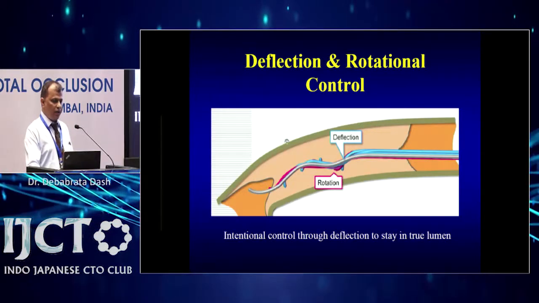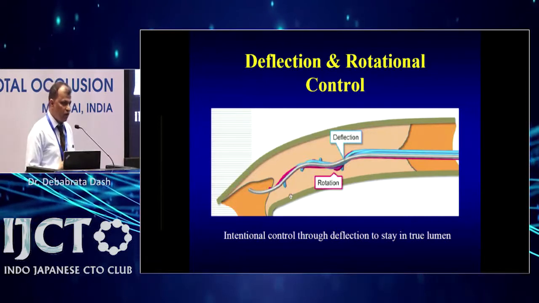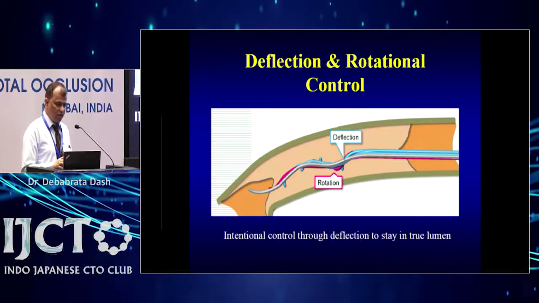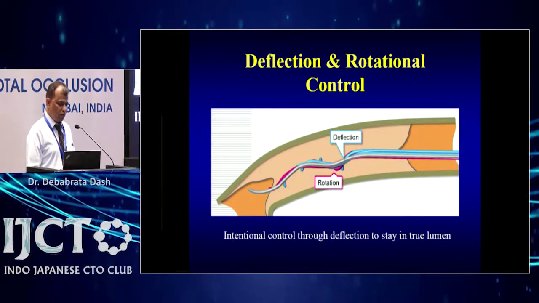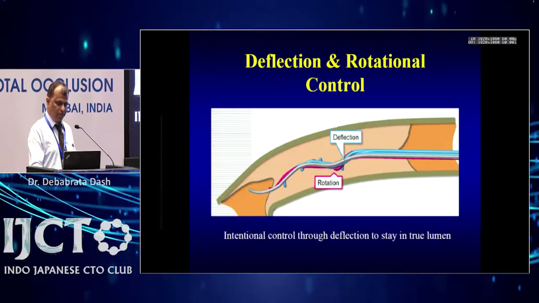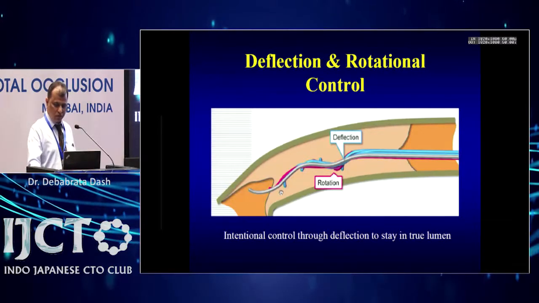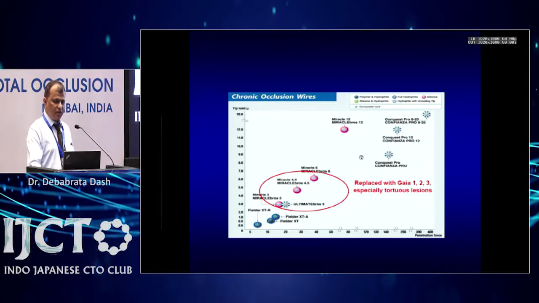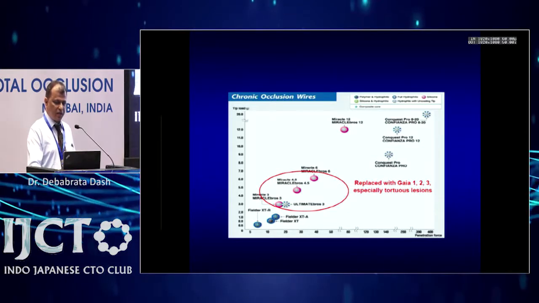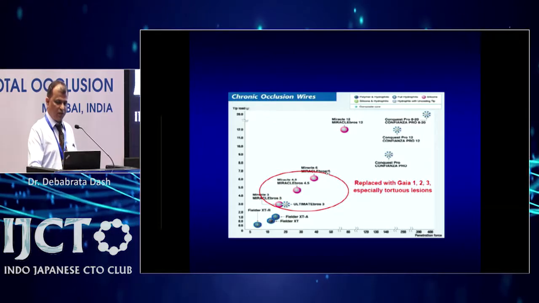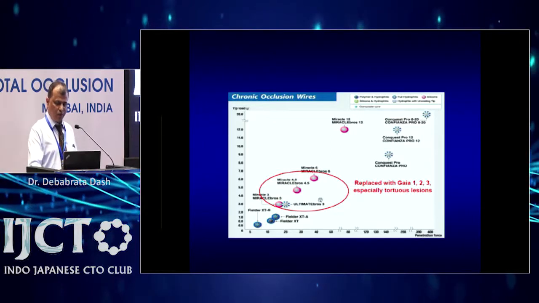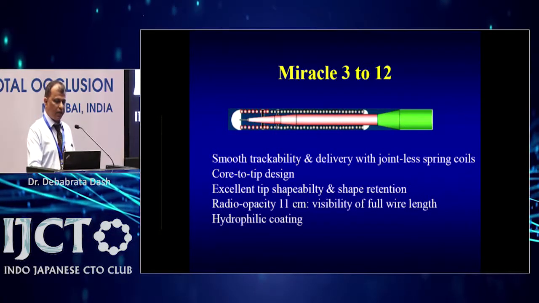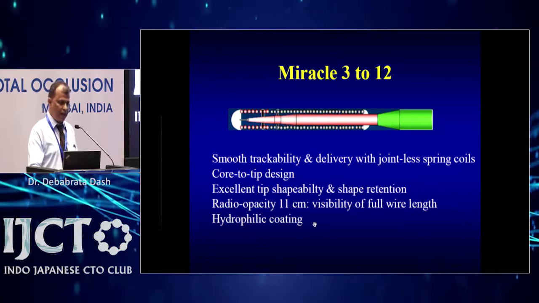So how to manipulate Gaia? We should not deflect too much and we should not push too much, otherwise we may enter into the subintima. So we should have intentional control to stay in the true lumen. This Miracle series is replaced by the Gaia series these days because of the improvement in technique, that is the microcone composite core. The Miracle earlier used to be a very good wire for intimal plaque tracking.